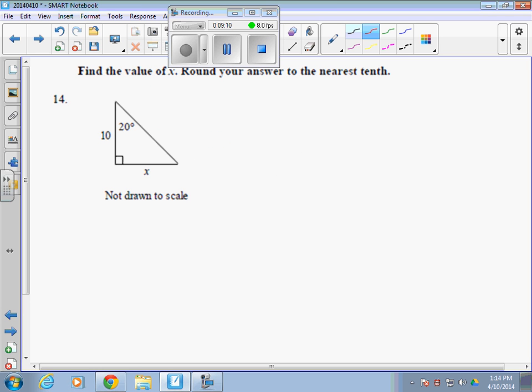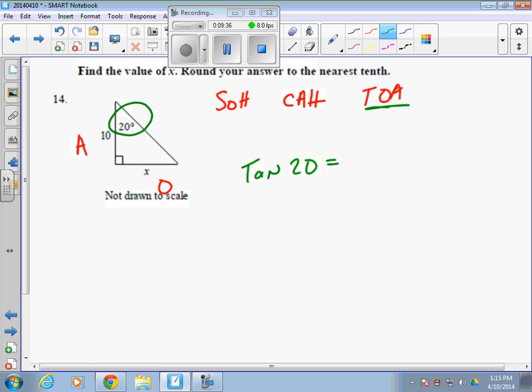14 says find the value of x, where we have an angle 20 here. We have an opposite side of 20, so that's O, and we have an adjacent side of 20, that's A. If you're doing SOHCAHTOA, however you pronounce it, the one that has both an O and an A is tangent. So you use the tangent of the angle you have, 20, is equal to the opposite. It tells you the order right here, opposite, which is x, over the adjacent, which is 10.